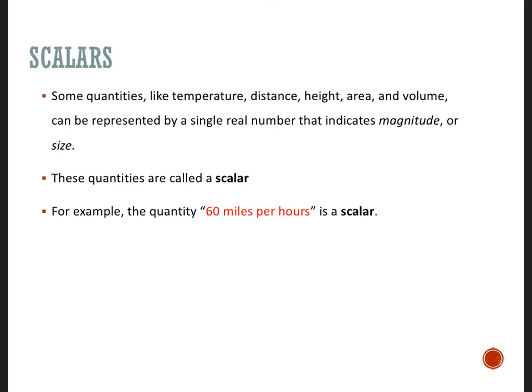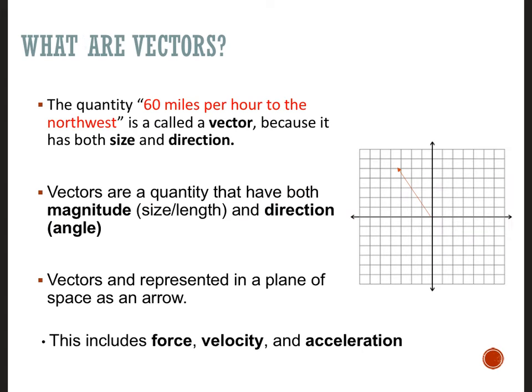So a scalar is any quantity that has a size. So for instance, like a temperature, a distance, height, area, volume, all of these are represented by a size value or a number. This is called a magnitude or size. These quantities are again called a scalar, and an example of that is 60 miles an hour. So if you're talking speed, speed would be considered a scalar.